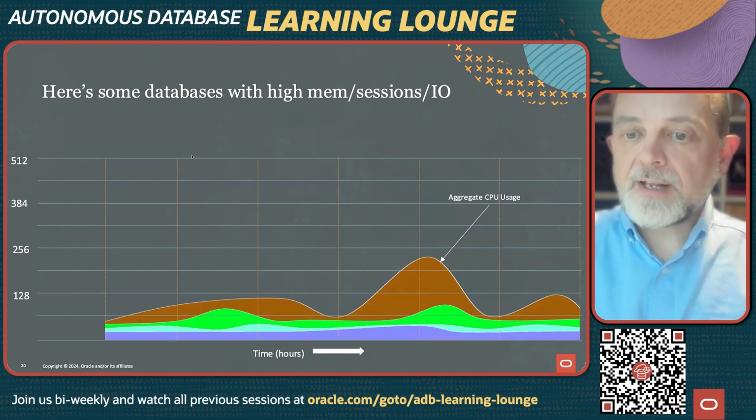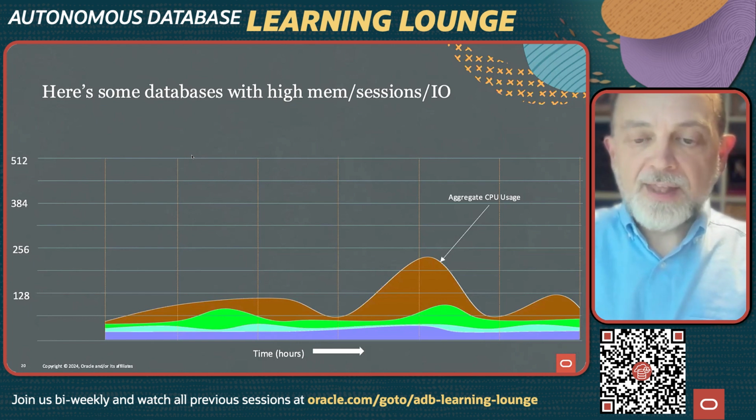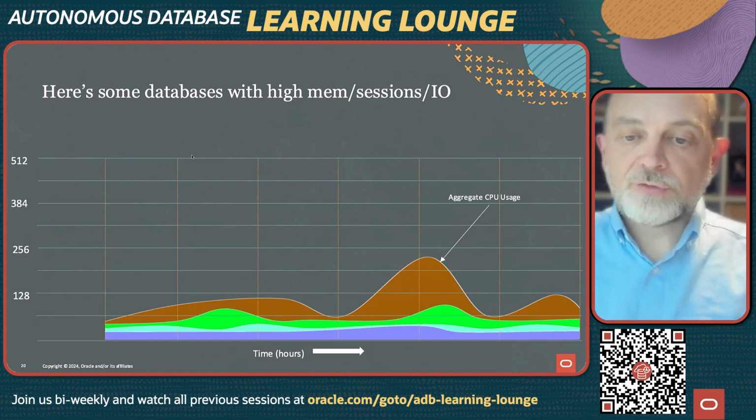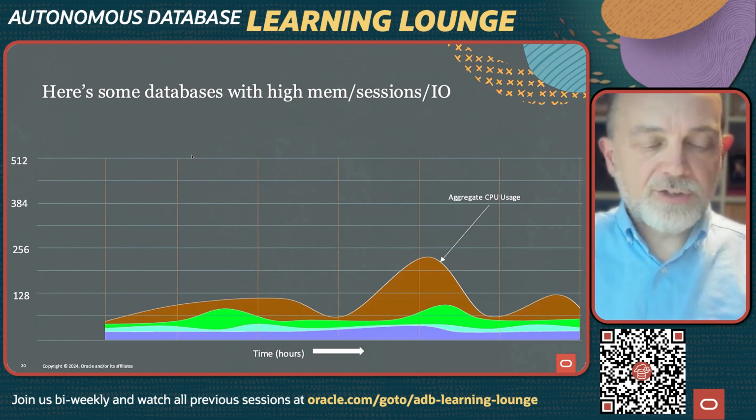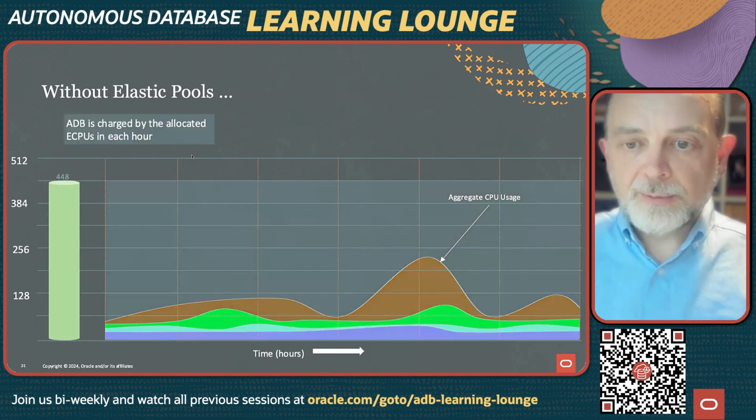So here's a group of databases which I've mocked up, and the idea here is over time those databases go up and down in their eCPU requirement, and this is a stack graph, so you've just got that aggregate CPU usage on the top line there. And on the left-hand side, you've got the number of eCPUs.